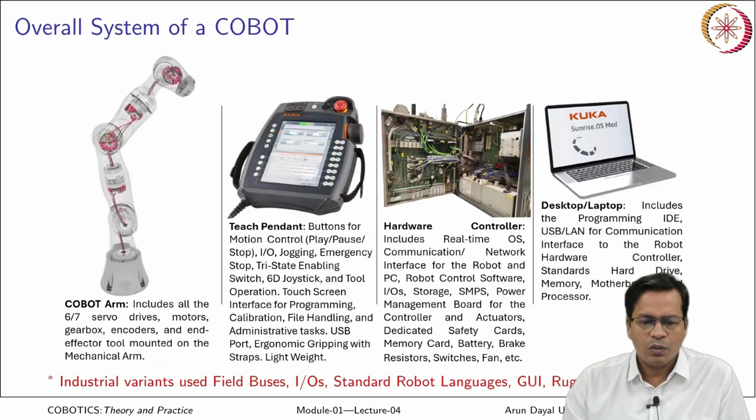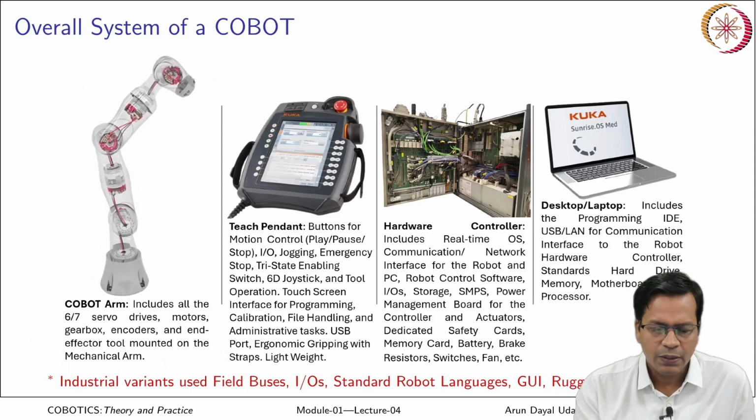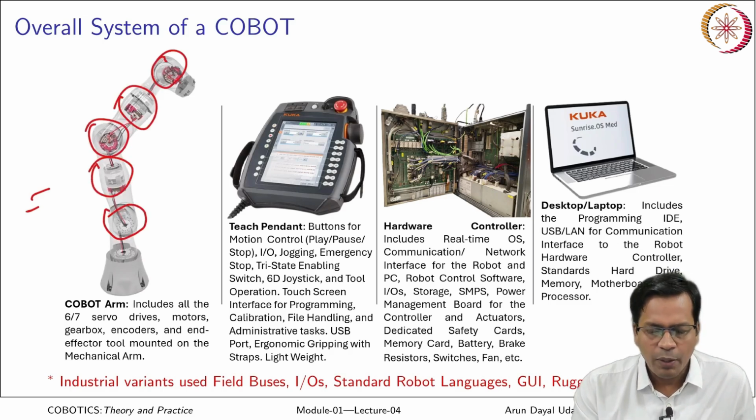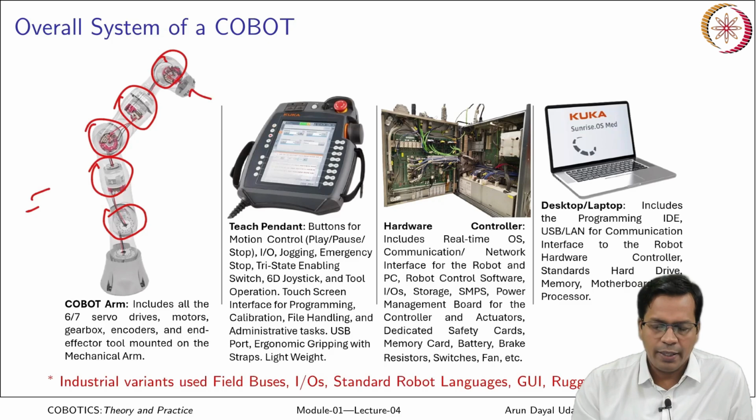Okay. So now overall the cobot system is made up of these. Basically the arm, where you see all the joint assemblies. The cobot arm includes all the 6 or 7 servo drives depending on the degree of freedom of the robot, motors, gearbox, encoders and the end effector tool mounted at the end. So this is the arm.